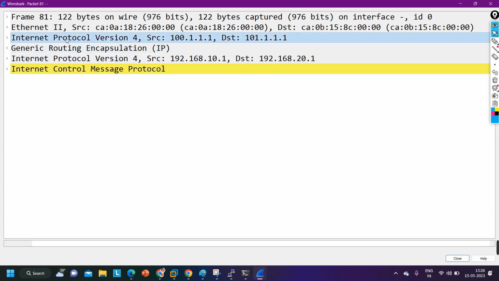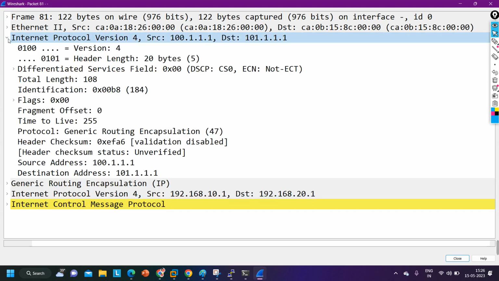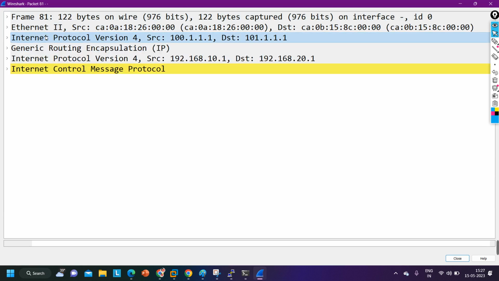If you open this outer IP header, what will you see? How is the flow, top to bottom or bottom to top? For traffic, first it will check the Ethernet header, then the IP header, directly source to destination. The order is from top to bottom, exactly.